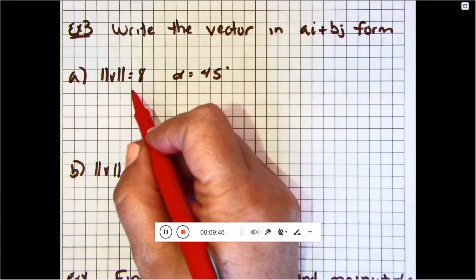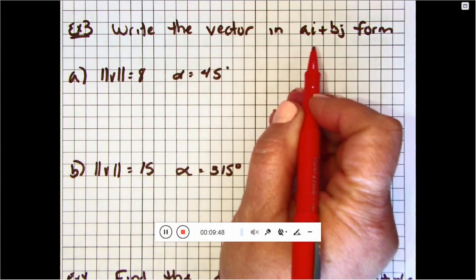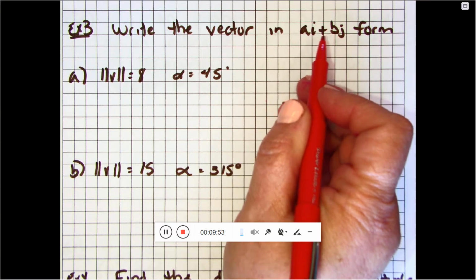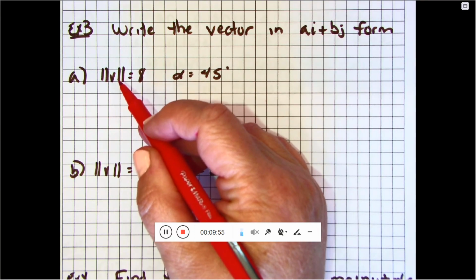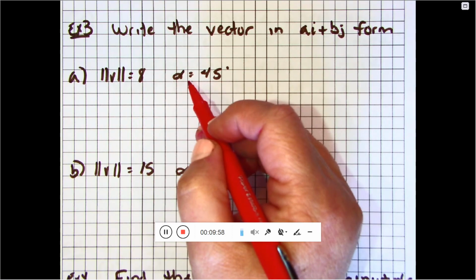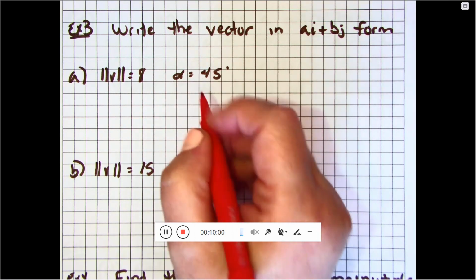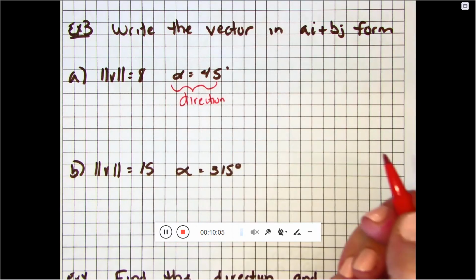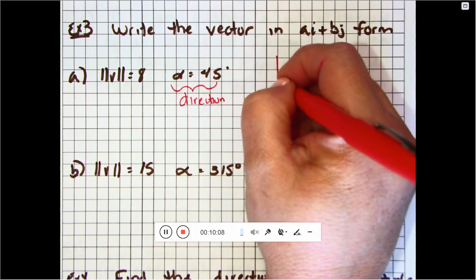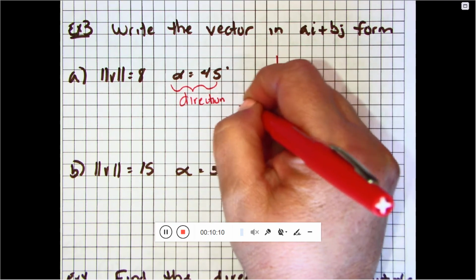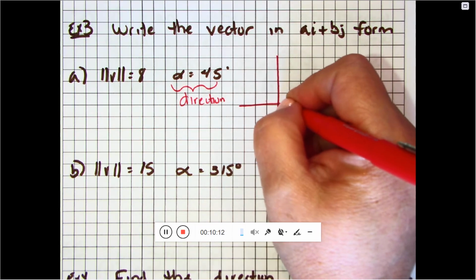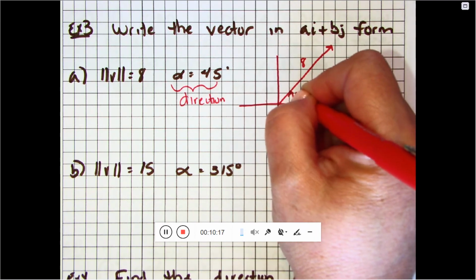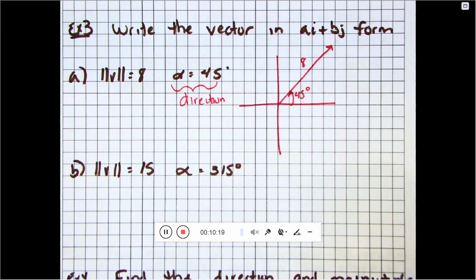This is telling me I want a vector and I need to write it in this form. So I need to know what the horizontal component and the vertical component of this vector is. It's got a magnitude of 8 and alpha is 45 degrees. This is telling me the direction. So what it's saying is I have this vector that goes, let's just say that that's a magnitude of 8. And it goes 45 degrees from the positive x-axis.